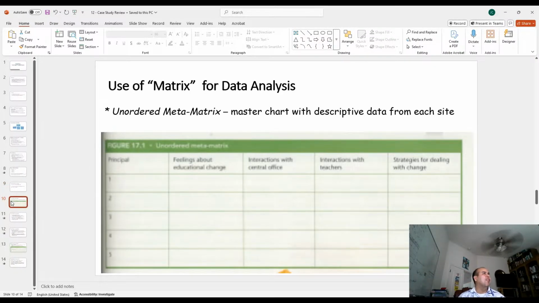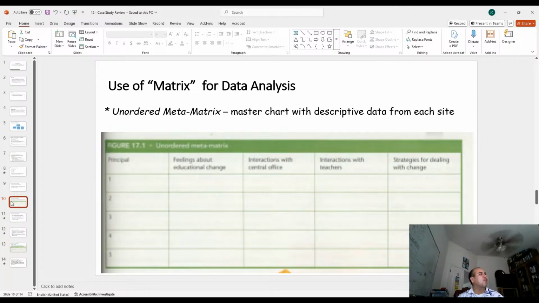Okay, so this is also the use of a matrix for data analysis. I think everybody knows generally what the word matrix is, right? The matrix is really when you have the rows and the columns, okay? The x-axis and the y-axis, and all of them are fillable. All of them should be filled, right? Both x and y-axis. So this one here, the example, this is an unordered meta matrix. It's a master chart with descriptive data for each site.